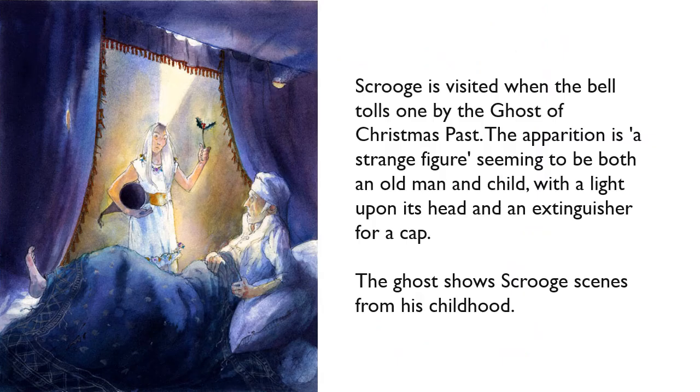Scrooge is visited by the first spirit when the bell tolls 1. The ghost of Christmas Past appears and is a strange figure that looks both like an old man and a child. It's got a light upon its head, it's got some holly in its hand, and a candle extinguisher for a cap. All of these things are quite important because the fact that it looks like an old man and a child reminds us that our childhood connects us to our present. Scrooge was a child once, and the things that happen to us in childhood can affect us when we become older.